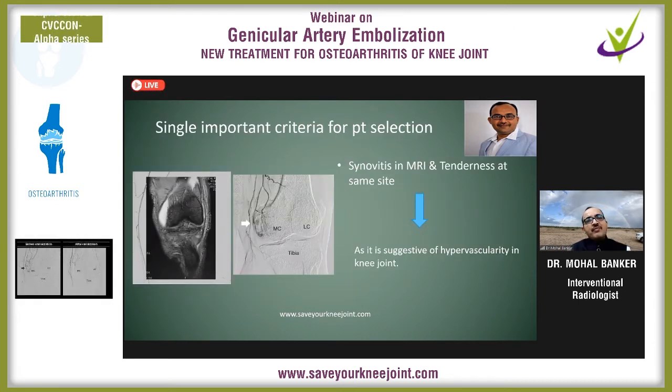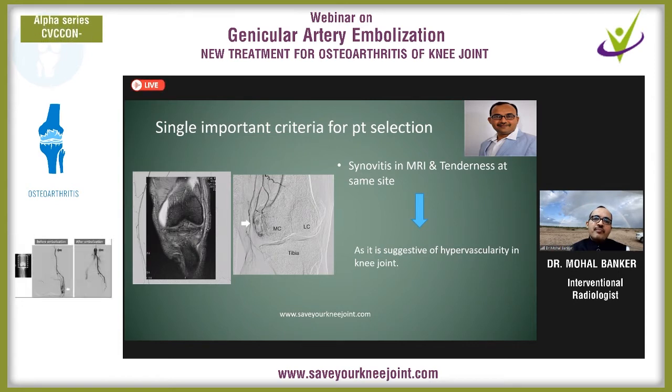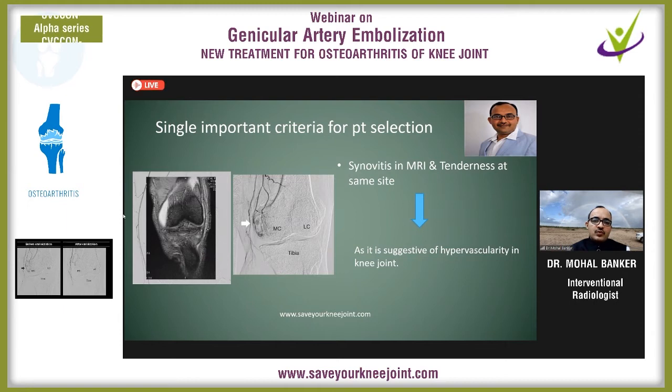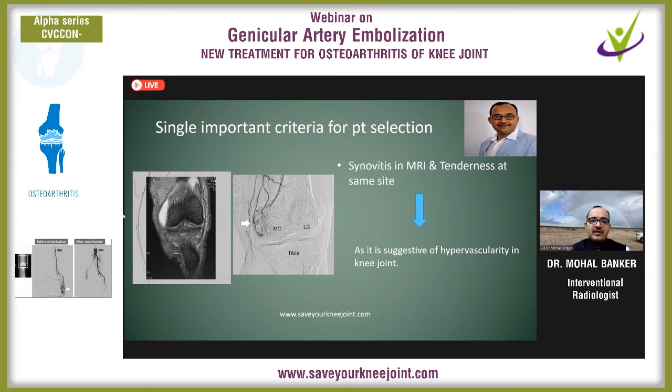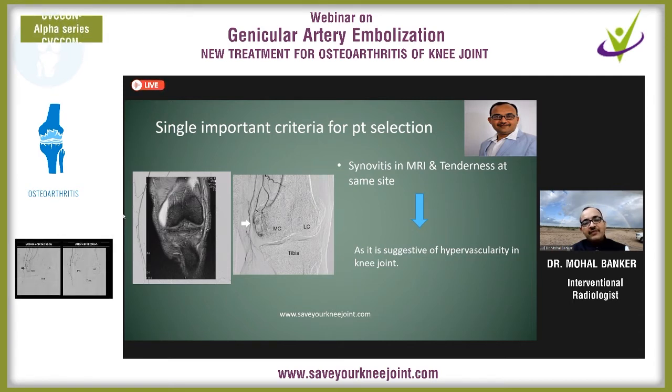And if you ask me what is the single most important criterion for patient selection, genicular artery embolization is particularly meant for chronic inflammation. So we have to find the chronic inflammatory process within the joint, and for that, there are two important tools. One is tenderness at the site, and in MRI there is synovitis at the same site. See, these are the two important criteria. If these are present, I would recommend genicular artery embolization. If we do the selective genicular artery angiography, definitely hypervascularity is present in the same area, and if we go for embolization, then the patient will improve symptomatically.